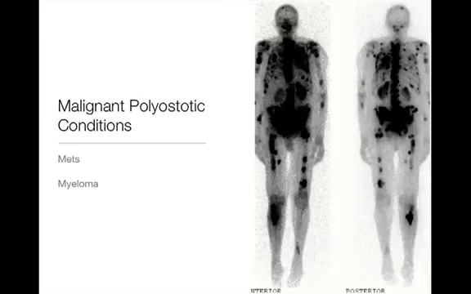Malignant polyostotic conditions, as I said, are pretty straightforward. It really just boils down to: is this a metastasis of some sort? And if so, can we maybe think what it could be based on how it looks? And then multiple myeloma. Those are the main things. Other things, lymphoma and leukemia, could do it as well, but Mets and myeloma are by far and away the most common malignant polyostotic conditions.